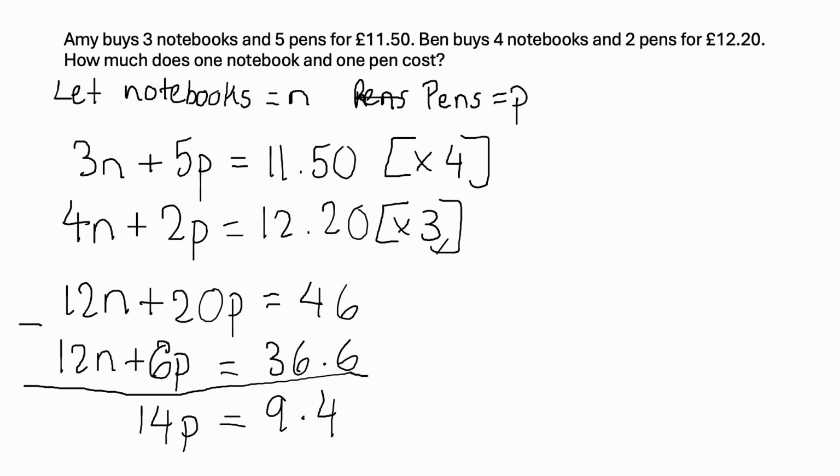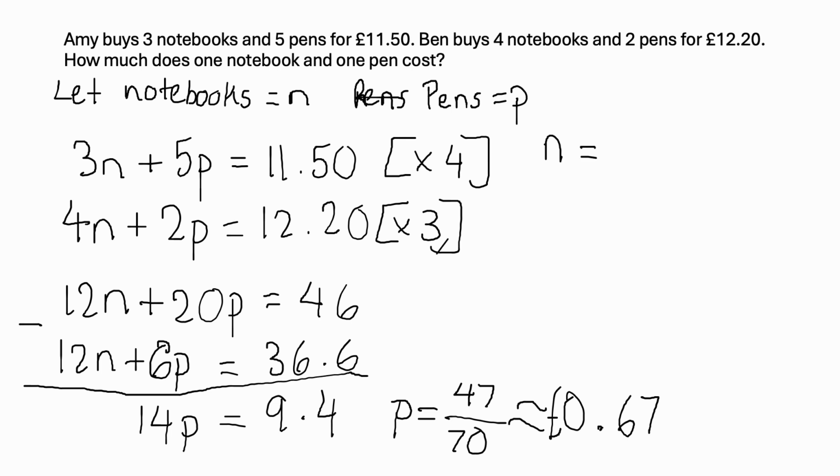If 14p is equivalent to 9.4, to work out what that p is, we essentially need to divide both sides by 14. Just going to write it in fractions, which is roughly £0.67. And then to work out what n is, we're going to substitute our value for p into one of these equations here.